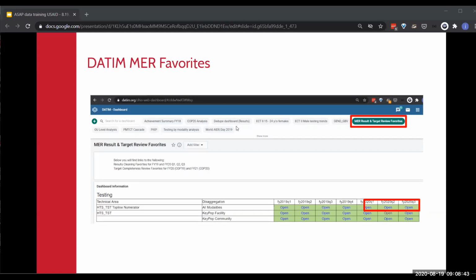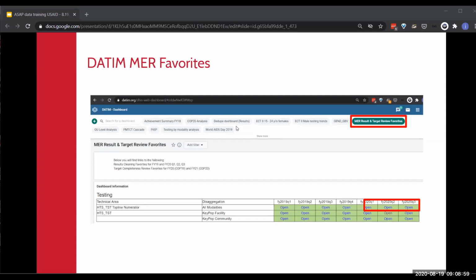So what has happened is OGAC has created a series of what are called data cleaning favorites. And these are favorites that they created for you. And it's by indicator and by quarter. And what you see here is a screenshot from Datum.